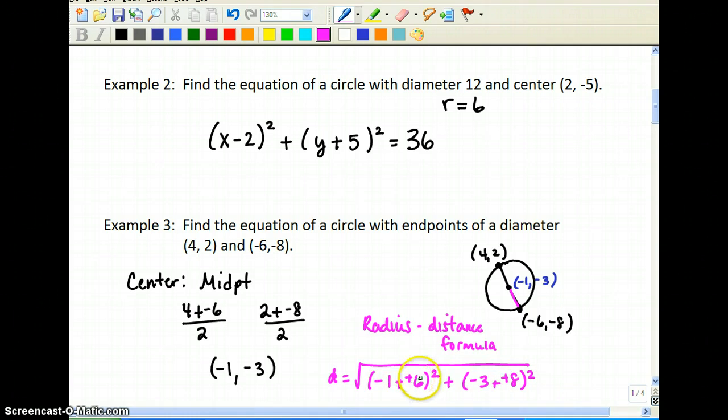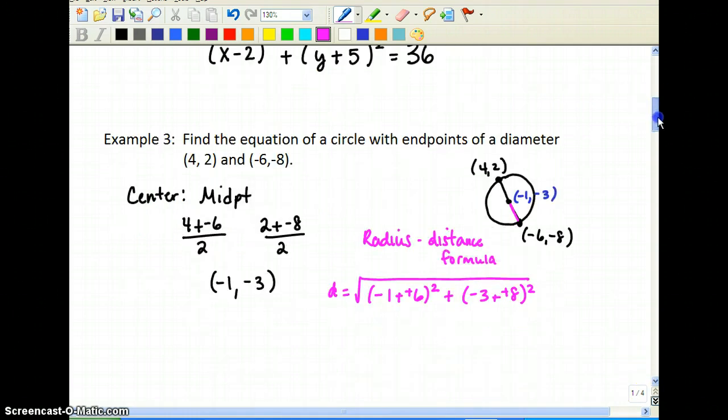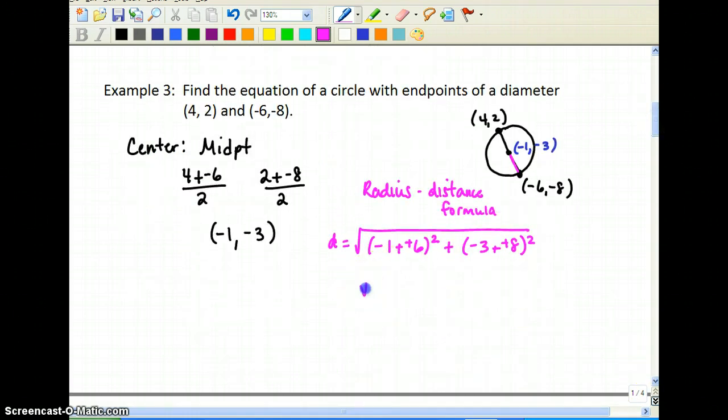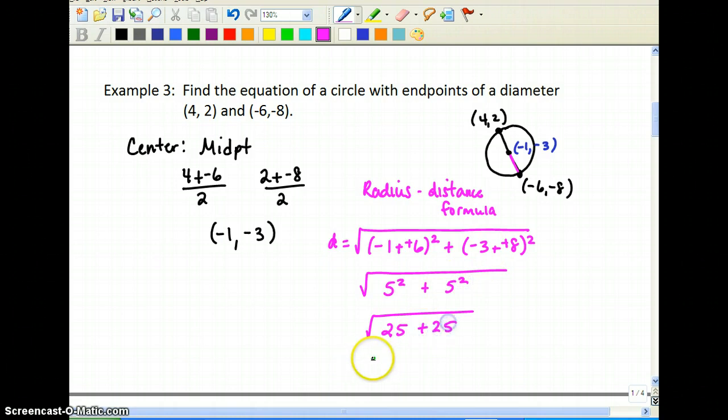So we get 5 squared, which would be 25, plus 5 squared is another 25. So the square root of 50, which we know is 5 root 2, which is a decimal, but that's okay.